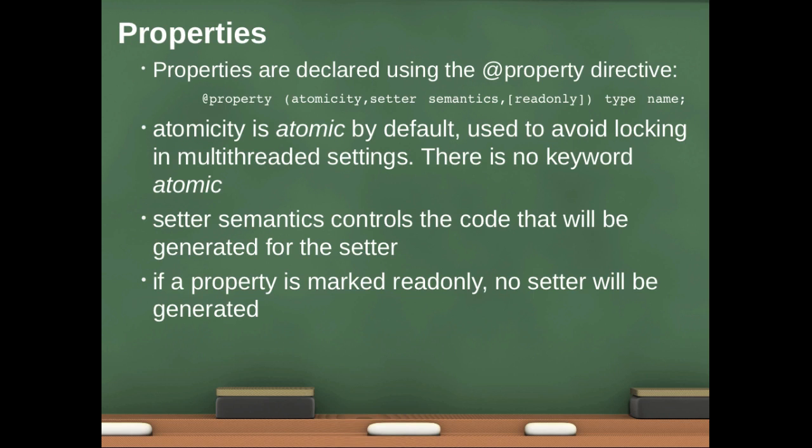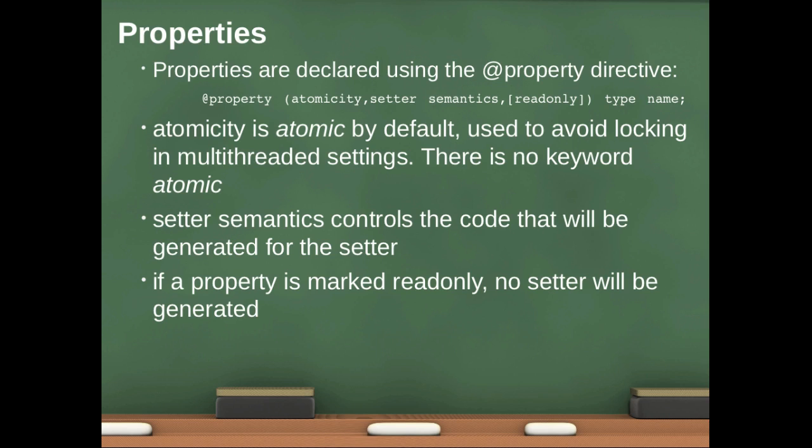So how do we declare a property? Well, they're declared using the @property directive. And in a pair of parentheses, we can place in any order a keyword defining the atomicity, the setter semantics, and maybe a read-only keyword here. And then after the parentheses, we put the type and the name.